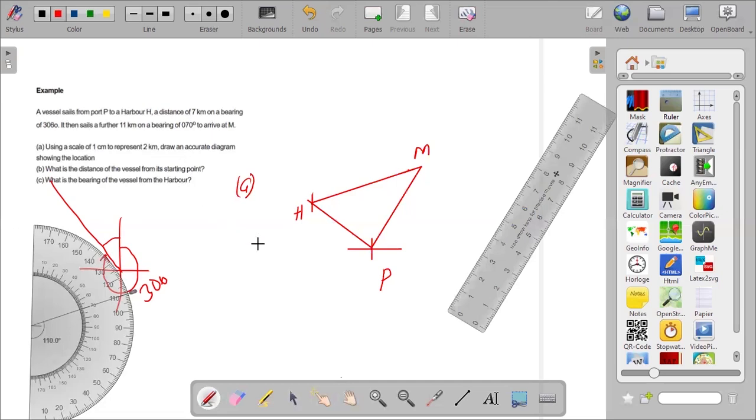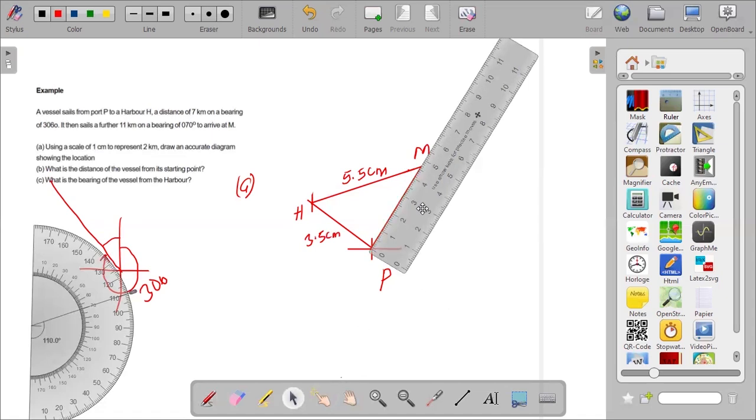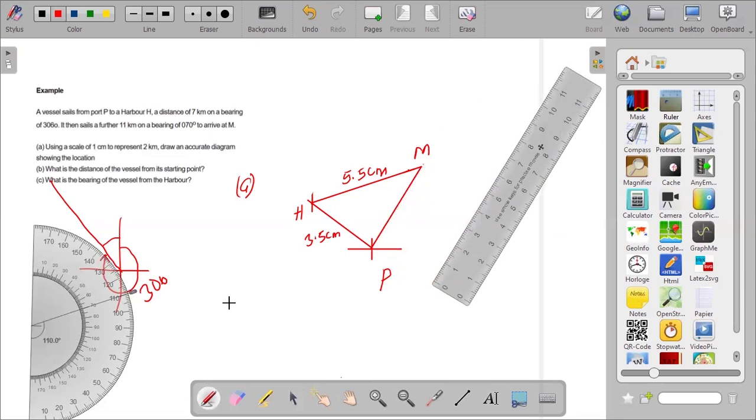From its starting point. It started from point B, remember? And then it's at this point right now. So it's asking us to measure the length of this line. This side is 5.5 centimeters. I forgot to write it based on the distance there, which is 11 kilometers. This one is 3.5 centimeters. We need to measure this line to represent the distance from the starting point. The distance is 4.6 centimeters.